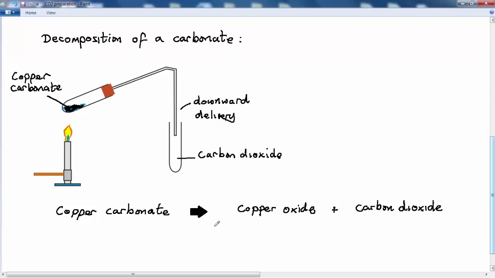And we can also write out the symbol equation. So we've got CuCO3 for copper carbonate breaking up into CuO, copper oxide, plus CO2, carbon dioxide. And as you can see on inspection, that equation is balanced. We don't need to change anything there.